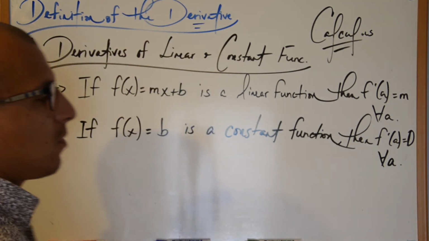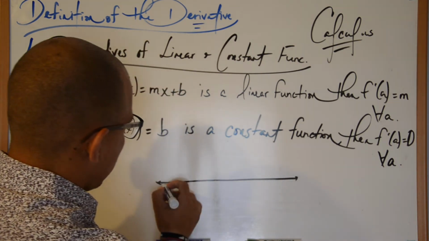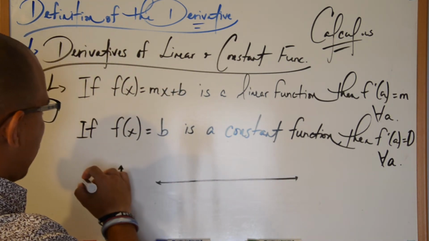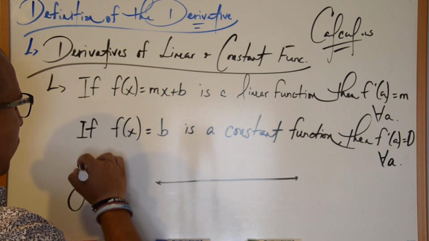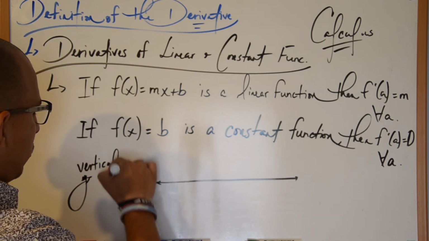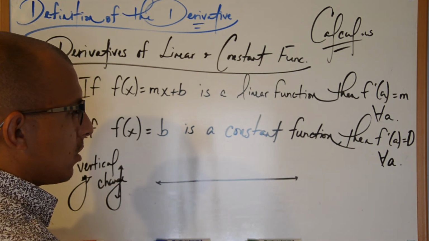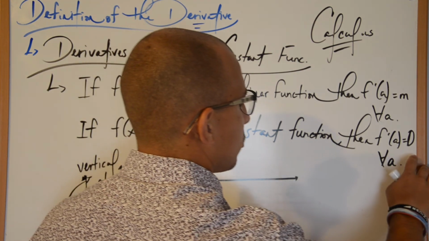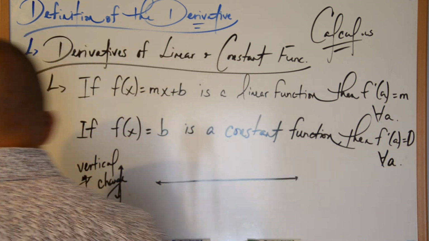And vice versa with a constant function. A constant function looks like this. Rate of change must have some type of y, some vertical change, which, as we can see, there is none here. Therefore, since there's no vertical difference or vertical change, the rate of change would need to be 0.